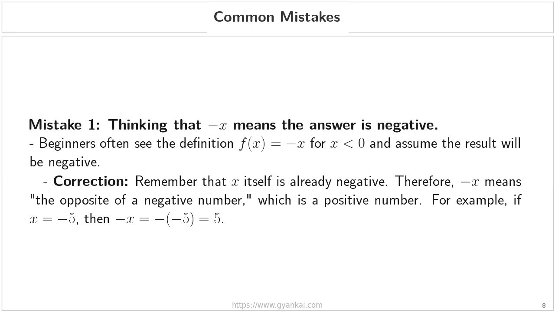However, please remember the correction we discussed during our step-by-step evaluation. The variable x itself is already a negative value. Therefore, applying a negative sign to it actually means you are taking the opposite of a negative, which results in a positive. For instance, if we take x equals negative 5, then negative x becomes negative of negative 5, which simplifies to positive 5. Always keep that distinction in mind.